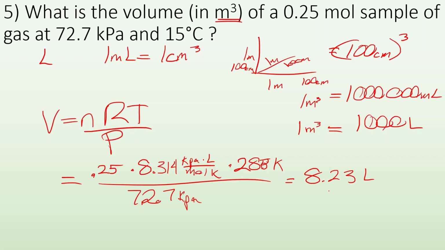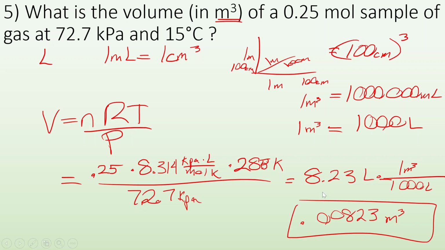So now I gotta convert that. I go, hey, if I need cubic meters, I know 1 cubic meter is 1,000 liters. So when I multiply that, I end up with 0.00823 cubic meters as my final volume.